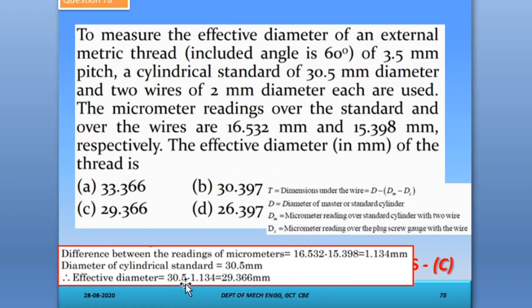By substituting this, effective diameter equals 29.366 millimeter. So option C is the correct answer. This is the formula D minus dm minus ds. D is the master cylinder diameter. These two are measurement instrument readings, micrometer readings, using the master cylinder as the wire. Here, plug gauge wire.